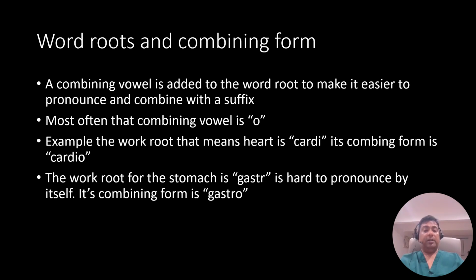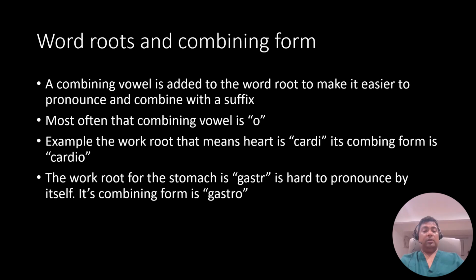Word roots and combining forms. A combining vowel is added to the word root to make it easier to pronounce and combine with a suffix. Often, the combining vowel is O. Sometimes, the combining vowel can be an I.